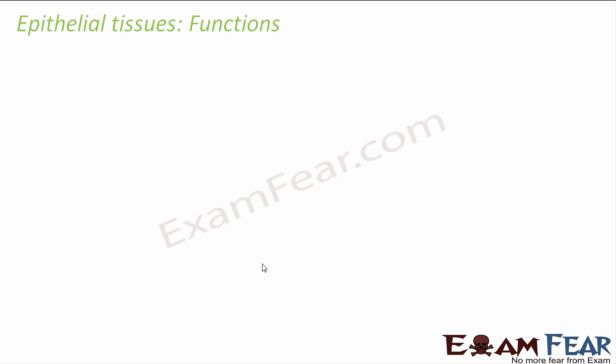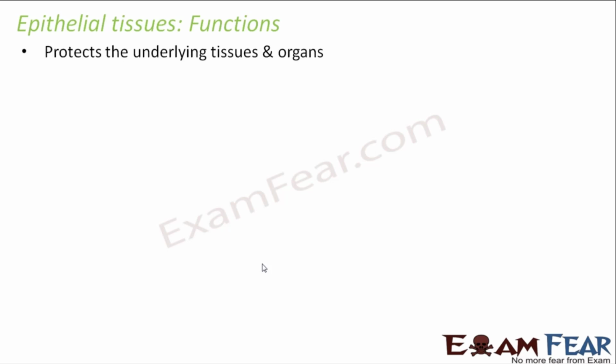Now we will talk about the functions of epithelial tissue, which will actually tell us why epithelial tissues are found only in those specific places inside the human body. I mean, why is epithelial tissue not present everywhere inside the human body, and why is it present in those selective regions? Once you understand the functions of epithelial tissues, all these questions will be answered. So the first function is it protects the underlying tissues and organs, which is very obvious because it is the outermost covering. So it acts as a protective cover for the underlying tissues.